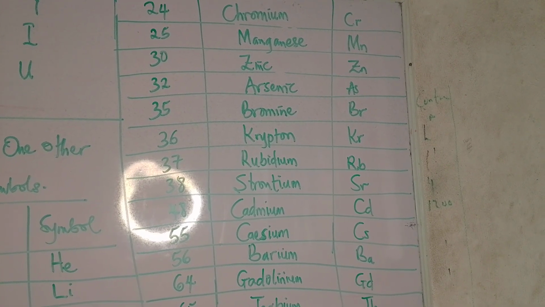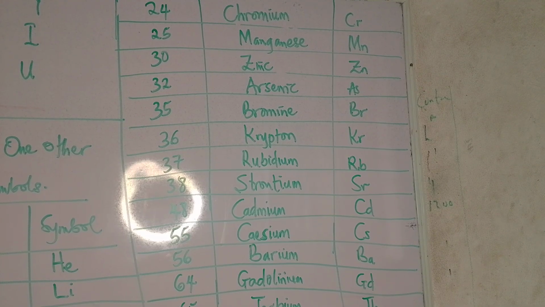Number 24, we have chromium. Number 25, manganese. Chromium is Cr, manganese is Mn. Zinc, Zn, that's number 30. Number 32, arsenic, As. 35, bromine, Br. 36, krypton, Kr. 37, rubidium, that's Rb. 38, strontium, that's Sr. Number 48, cadmium, that's Cd. Number 55, cesium, that's Cs. 56, barium, that's Ba.